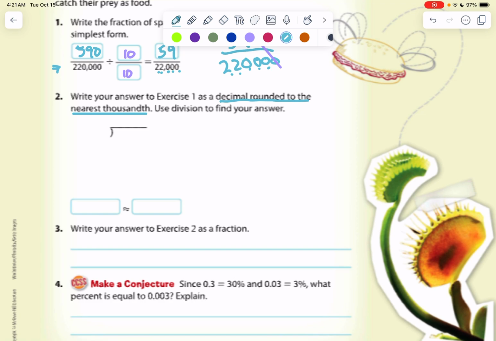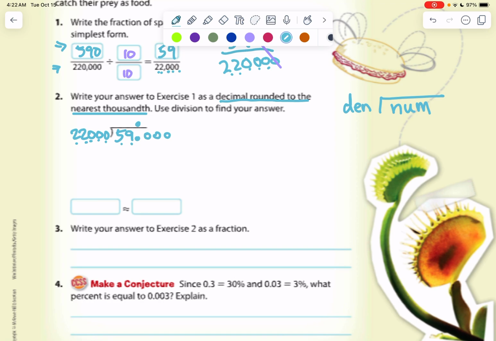Number 2 says, write your answer to exercise 1 as a decimal rounded to the nearest thousandth. In order to write this answer as a decimal, we need to divide numerator by denominator. So that means the numerator, 59, is going to be divided by 22,000. Whoa! Okay, we don't need to panic. It's all right. We've got this. So our divisor here has 1, 2, 3, 4, 5 digits. So I'm going to add a decimal and make this one 5. 1, 2, 3, 4, 5.